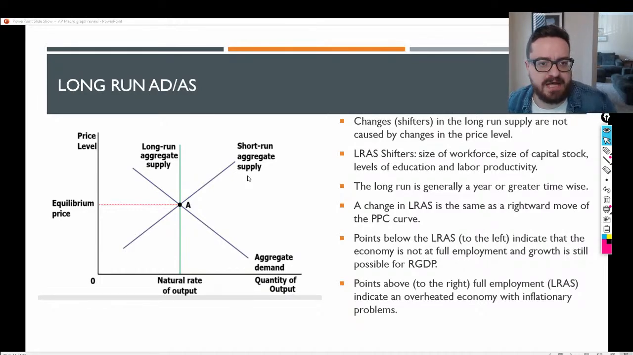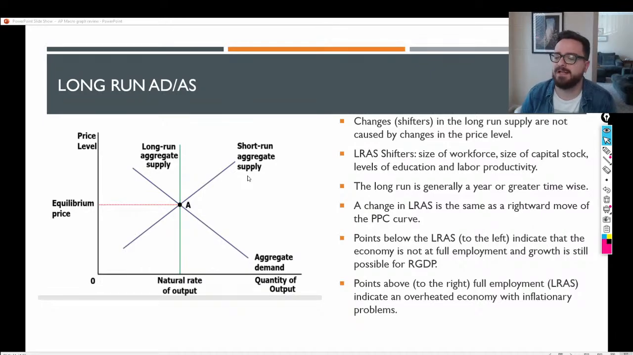Don't worry about having to draw that. If they asked you to draw it, that would be a very new thing. They have never asked you to do that before. I mentioned earlier, a change in the LRAS is basically the same as changing your PPC to the right, which you guys have done quite a bit. Does the scooting concept matter on the test? No, Daniel, not really. That's more of a real world thing.